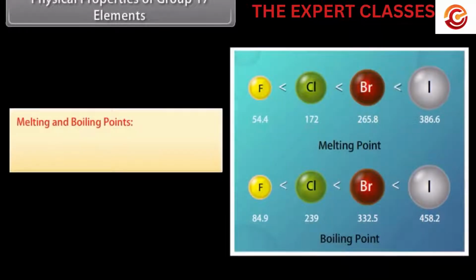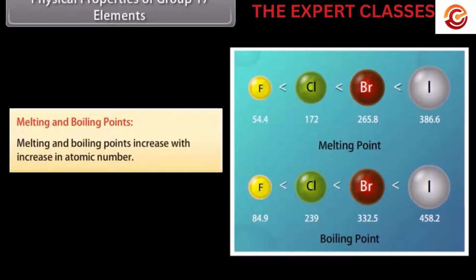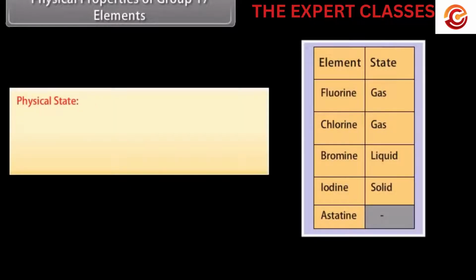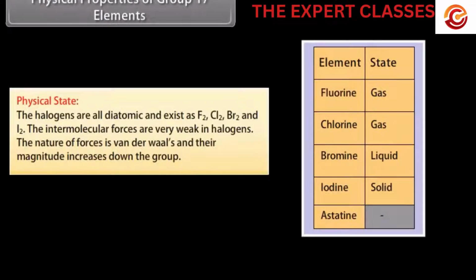Physical properties of group 17 elements. Melting and boiling points. Melting and boiling points increase with increase in atomic number. This indicates that the strength of intermolecular forces of attraction between the molecules increases with the increase in atomic number. Physical state. The halogens are all diatomic and exist as F2, Cl2, Br2, and I2. The intermolecular forces are very weak in halogens.